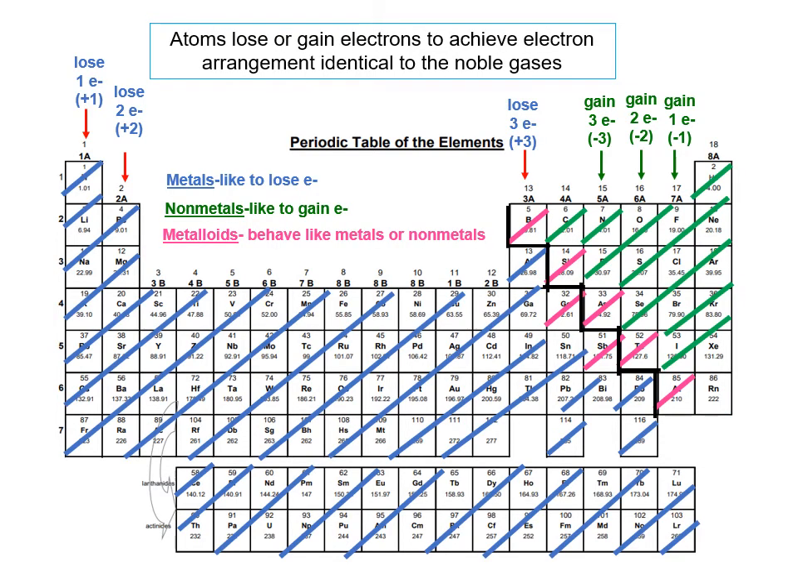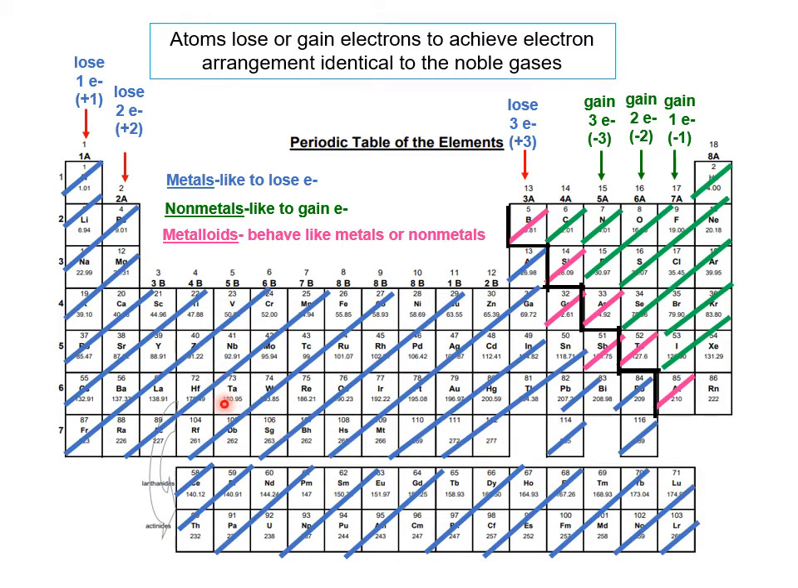So here on this periodic table, I'm showing you where the metals, the nonmetals, and the metalloids are. The metals are colored in blue, and they are on the left side of the periodic table. Notice that most of the elements on the periodic table are metals. Metals like to lose electrons, and we've seen already that the reason they like to lose electrons is so that they can be like the noble gases closest to them.